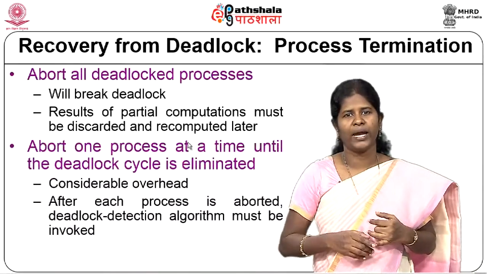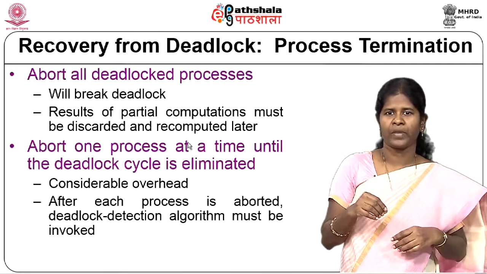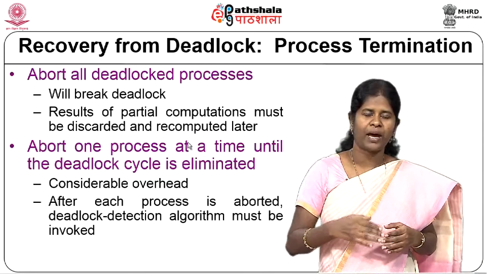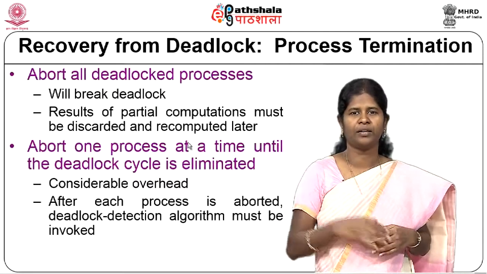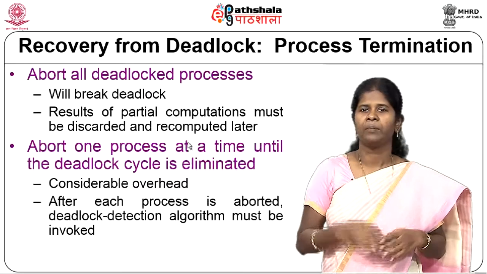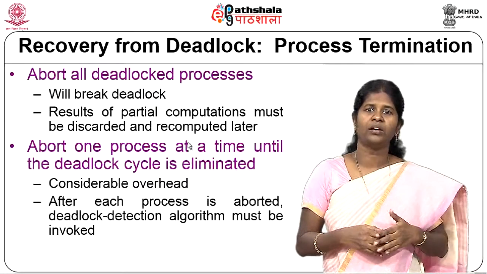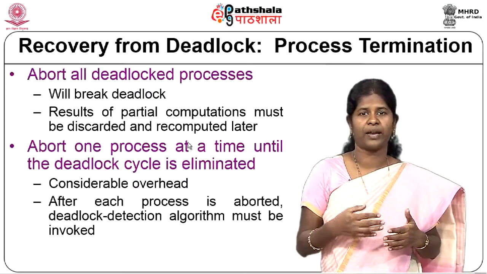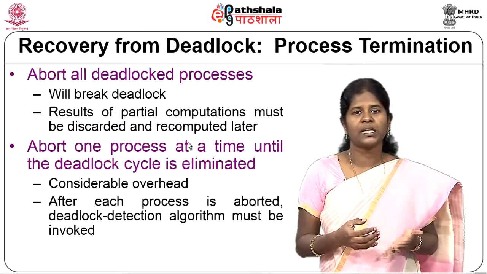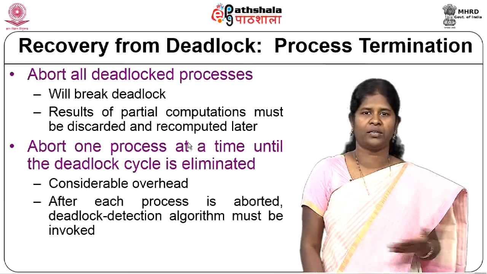The next way is, rather than aborting all the processes, to abort one process at a time and then run the detection algorithm and find out if there is still a deadlock. In this manner, you abort one process after the other and keep on running the deadlock detection algorithm again and again to find out if there is a deadlock in the system. But the problem again here is that there will be considerable overhead. After each process is aborted, you will have to run the deadlock detection algorithm again, and its time complexity is high, which means that you will be spending most of the time running the deadlock detection algorithm.